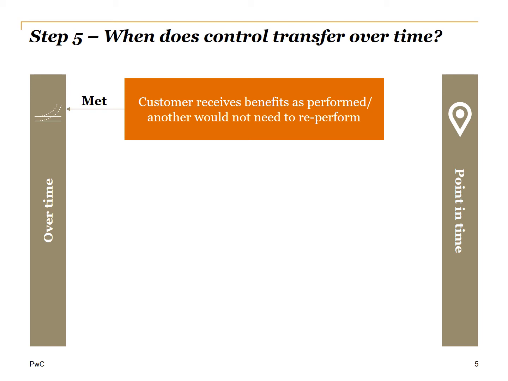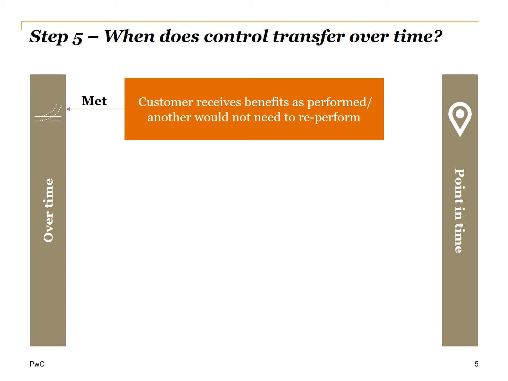An entity that provides a continuous supply of natural gas upon demand might conclude that the natural gas is simultaneously received and consumed by the customer. An additional indicator would be if another entity does or would not need to substantially reperform the work completed to date to satisfy the remaining obligations in the contract.